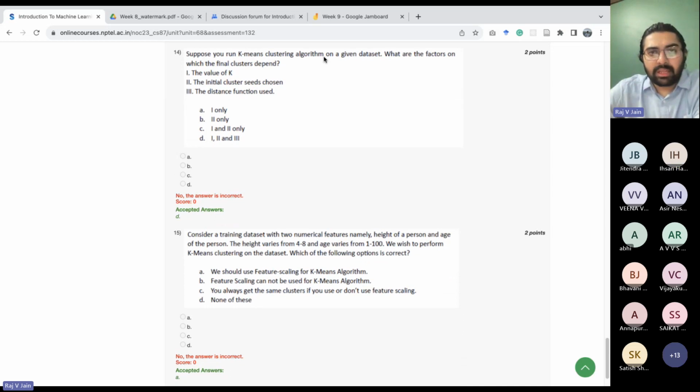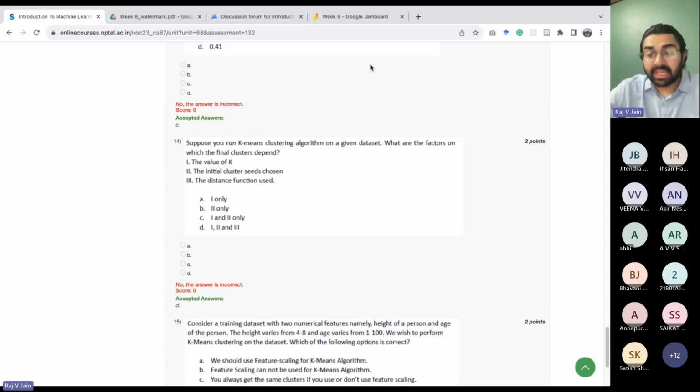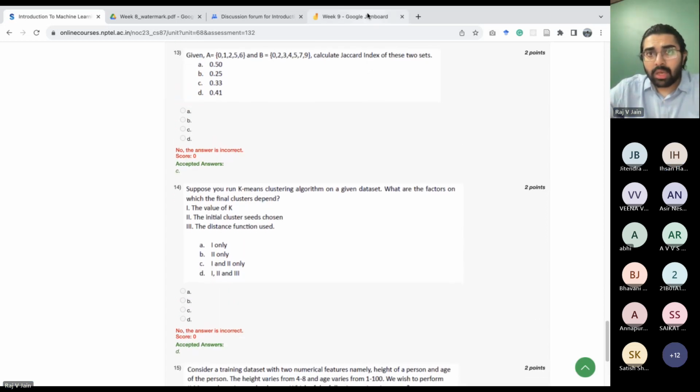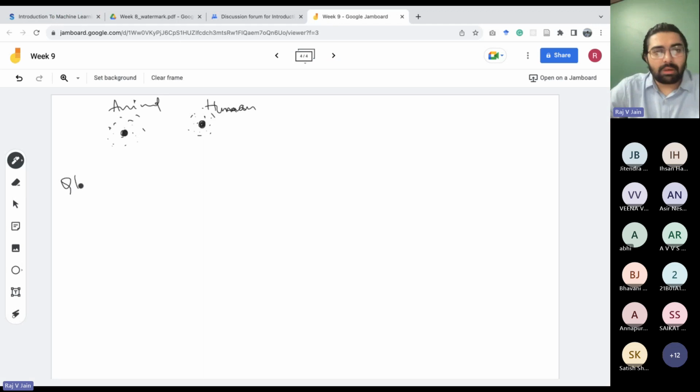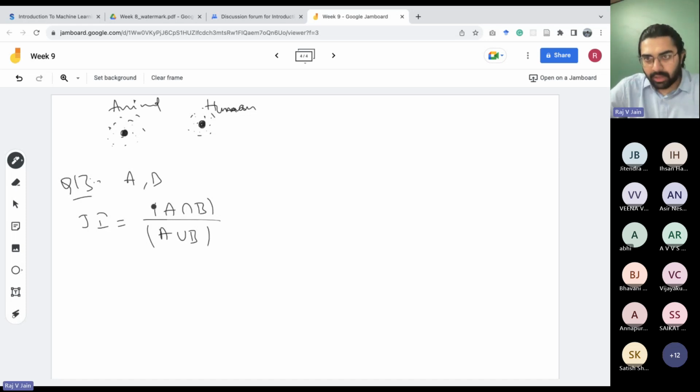Sir, can you repeat question number 13? Yes. So let's say you have sets A and B given to you. How do you calculate the Jaccard index? It is just A intersection B divided by A union B. So take the intersection and the number of elements in that, then divide by the number of elements in the union. That's it. That's the Jaccard index. Okay, thank you.